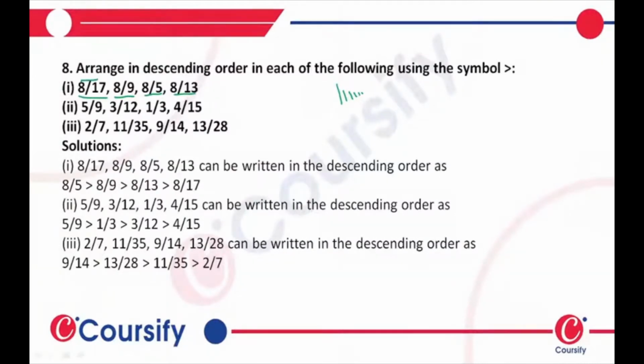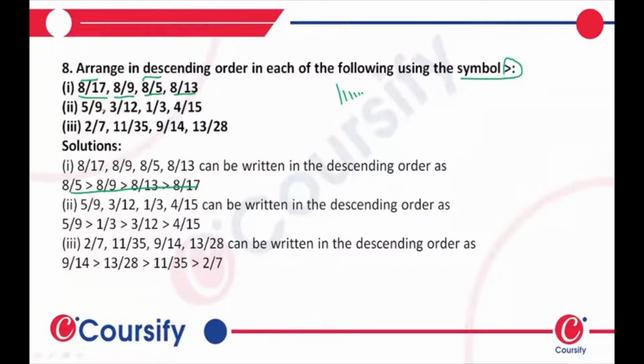Then this is okay, and this is the biggest. So as you can see here, 8 by 17, 8 by 9, 8 by 5, 8 by 13 can be written in the descending order as 8 by 5 greater than 8 by 9 greater than 8 by 13 greater than 8 by 17. The reason why the sign has been put is because it's been asked in the question to use the symbol. So this is how you write it in descending order.